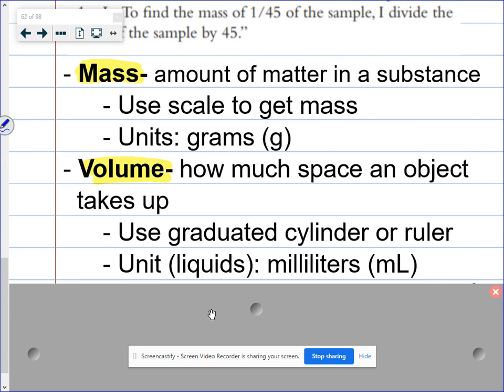If I'm measuring a liquid, then my units are milliliters. Make sure you write the word liquids in parentheses. So you have milli, that's like a prefix, and then liters. When you write it as the abbreviation, it should be a lowercase m, not a capital, and then a capital L.